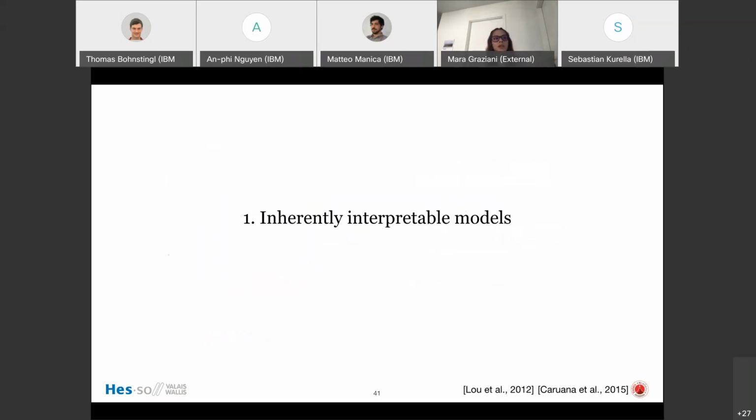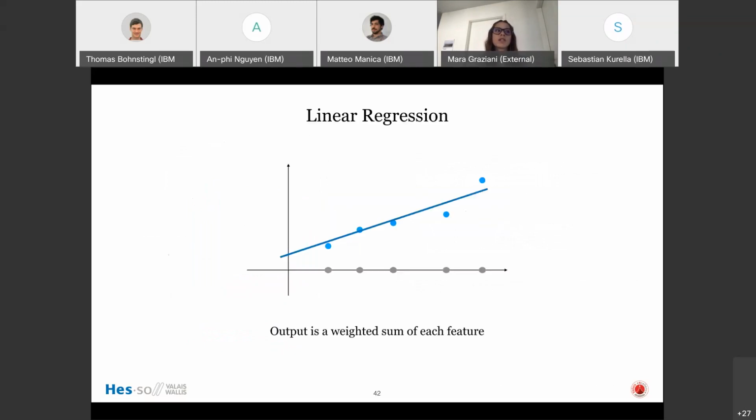Okay, let's have a quick look at inherently interpretable models. The easiest way to start with is linear regression. We model the output as a weighted sum of each input feature, so we have a direct interpretation for it. We know, for instance, that for a linear increase in the feature values, we would see a proportional effect, so either a linear increase or a linear decrease in the final output.